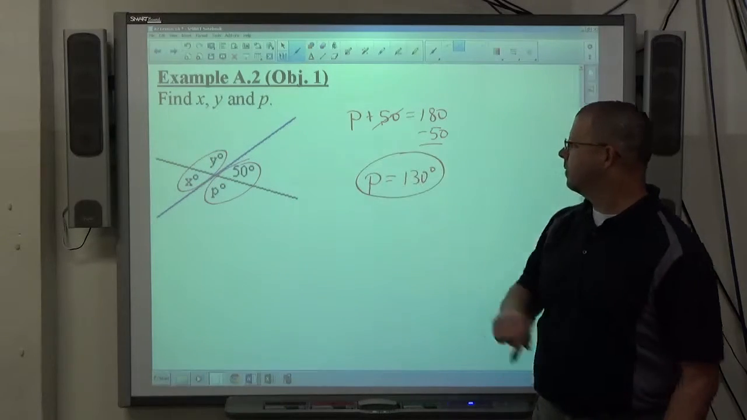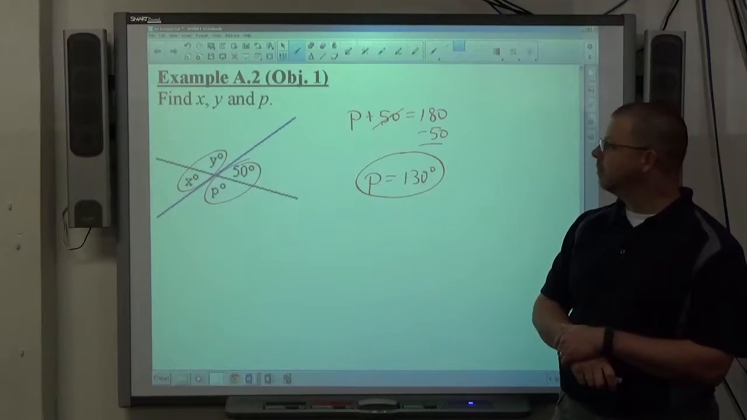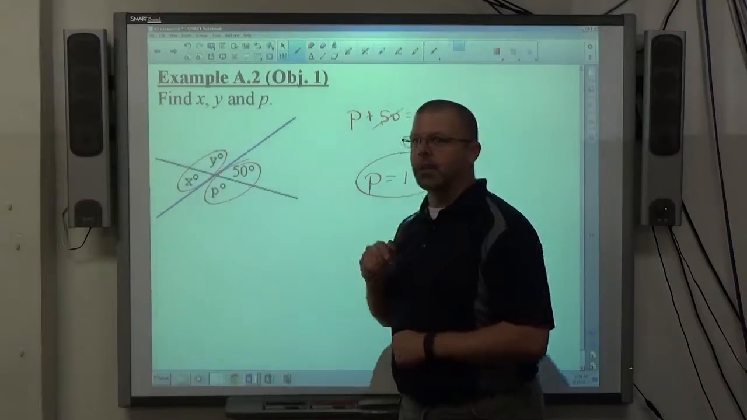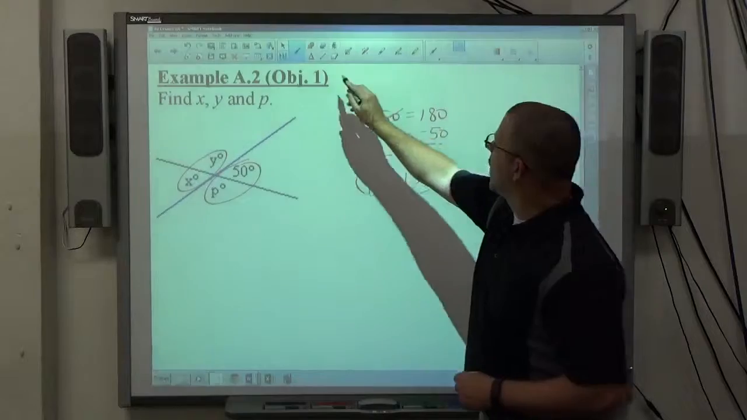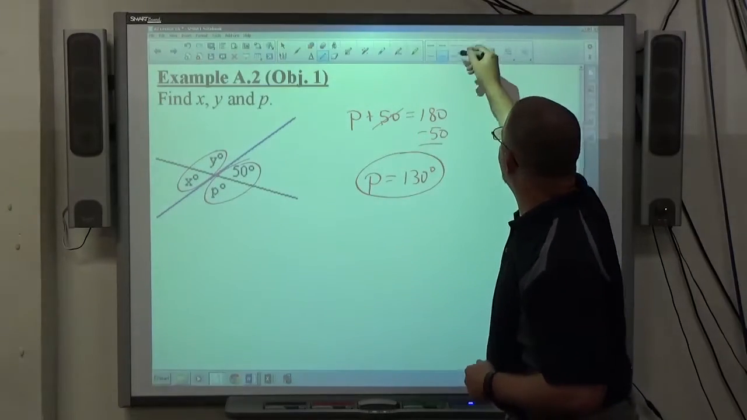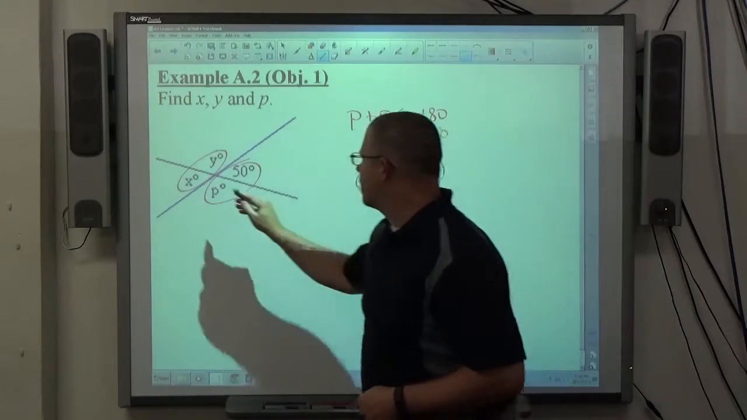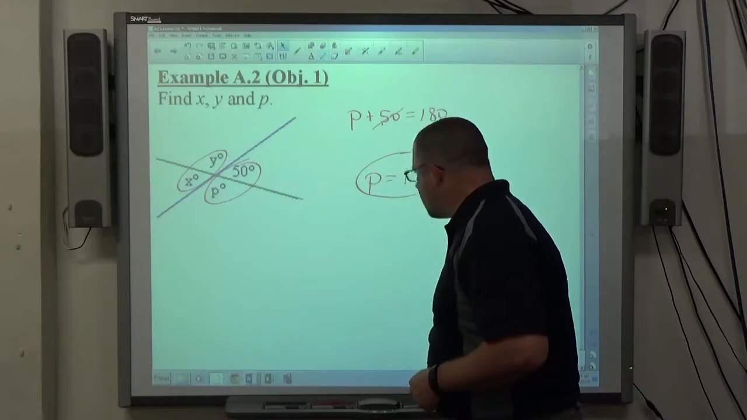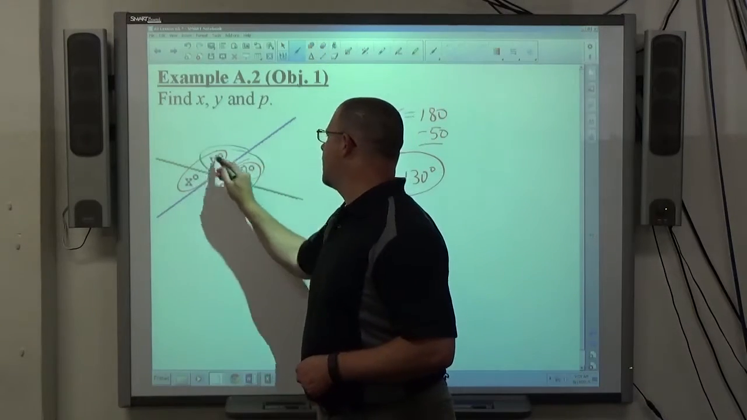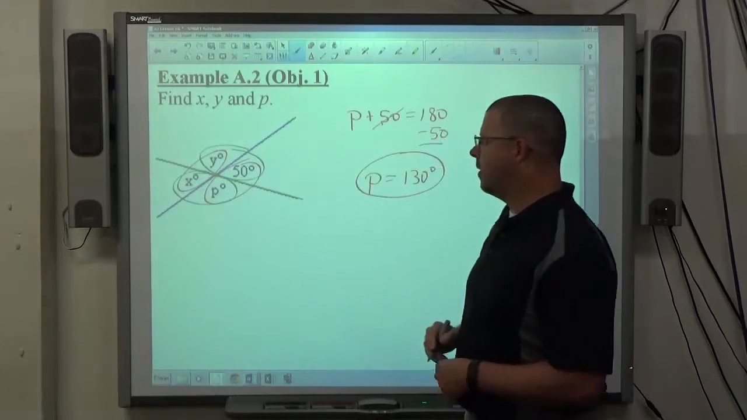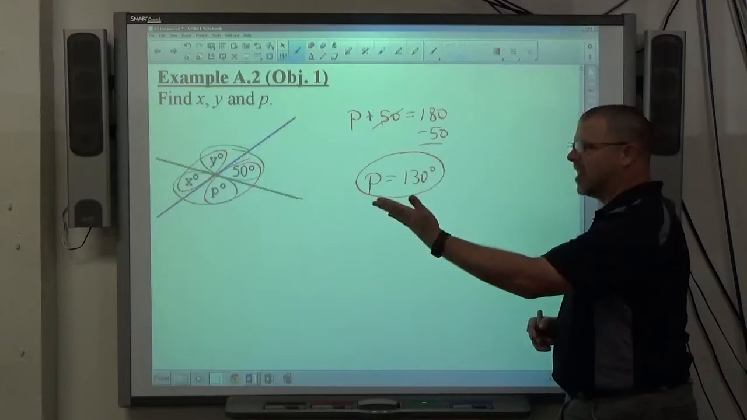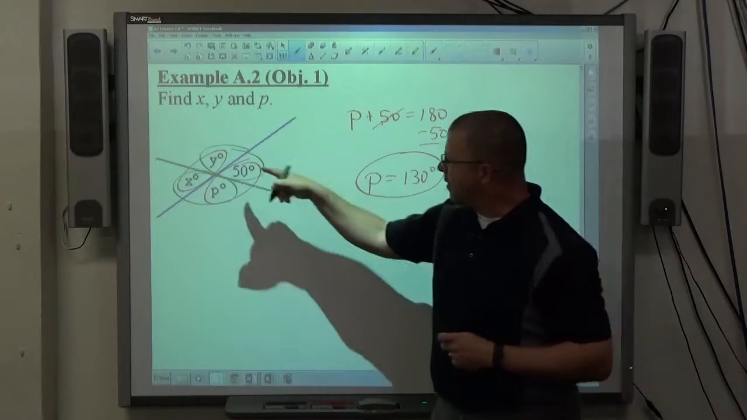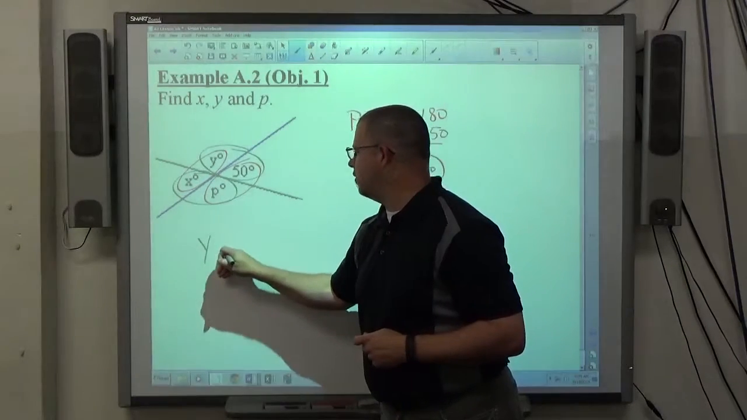Why can't you do 50 and y? I can. Oh, you can. But I was just focusing on this line to begin with, Braden. Yep. So Braden's question is, why couldn't we do 50 and y make 180? Well, we can. So if I'm looking at this line, I know for a fact that these two angles make 180, these two angles make 180. X plus p equals 180 doesn't help me very much. We will in a second. But y plus 50 equals 180 is a solvable equation.